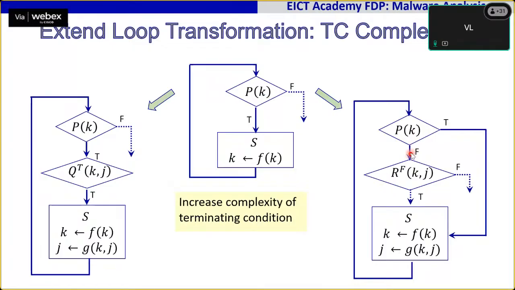But this path will be executed only when K comes to a condition. K becoming the terminating value is the condition. Otherwise, this particular condition block will not be executed. Unlike here, where this condition block is executed for every iteration of the loop, here this condition block will be executed only when the loop is about to exit. So this particular path and this particular path are meaningless. But to a person who doesn't know that this is actually a predicate which is always false, it will not be that obvious.